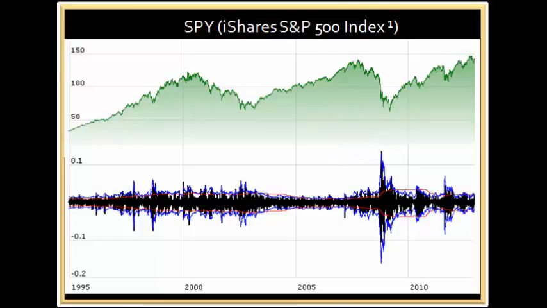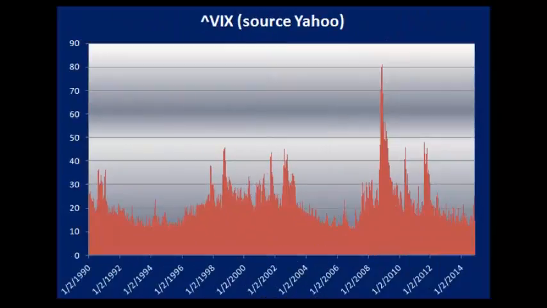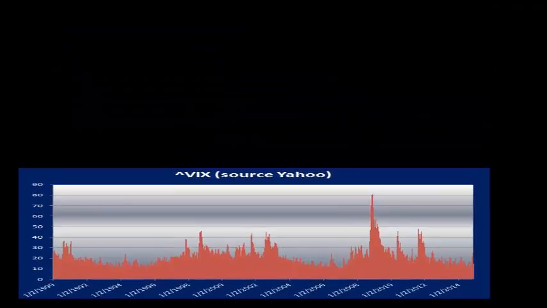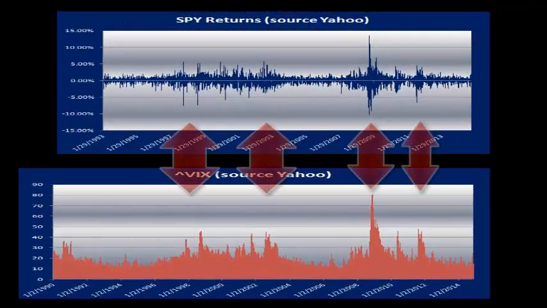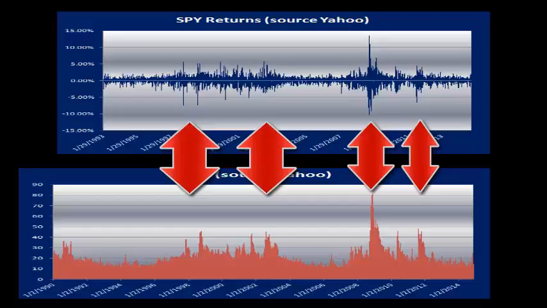A well-known measurement of dynamic volatility is the VIX, or Volatility Index. Shown here, the VIX measures implied volatility from option trading to yield a dynamic measurement of risk. Notice the peaks correspond with our clusters of high volatility and downward market trends.